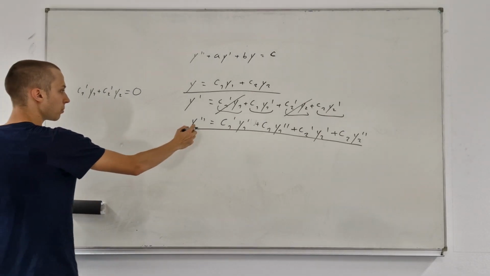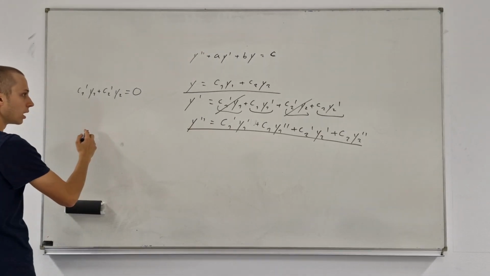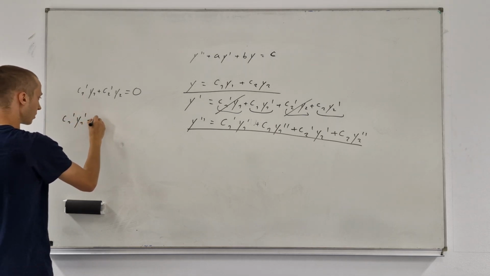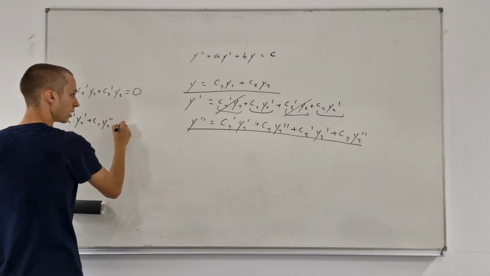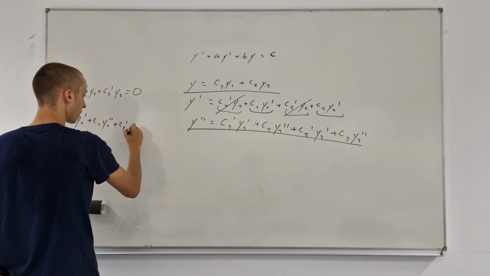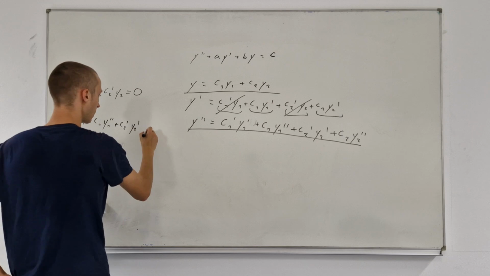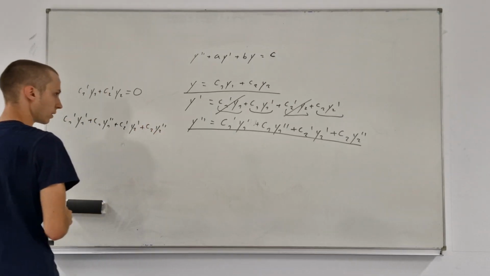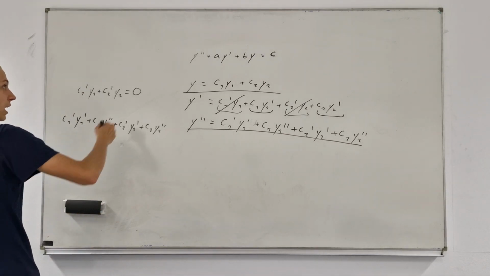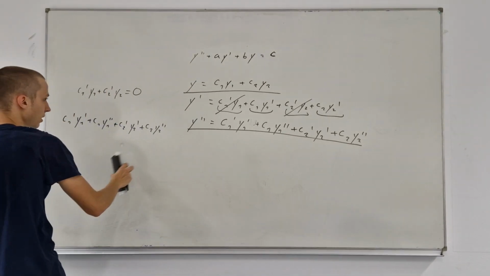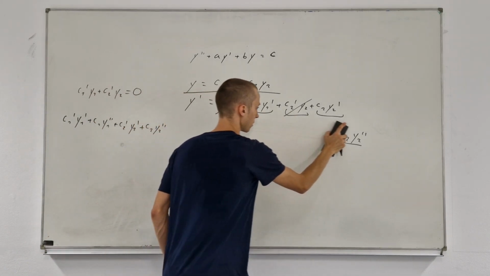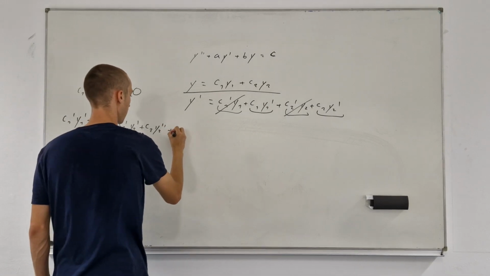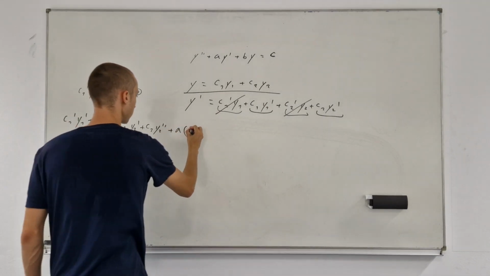So basically, y double prime first, that's going to be C1 prime y1 prime plus C1 y1 double prime plus C2 prime y2 prime plus C2 y2 double prime. Alright. And then to that I add a times y prime, and I can delete the previous expression because it takes so much space.